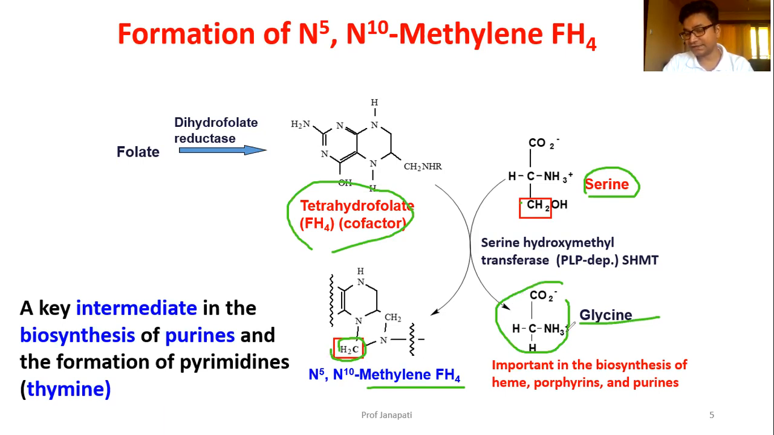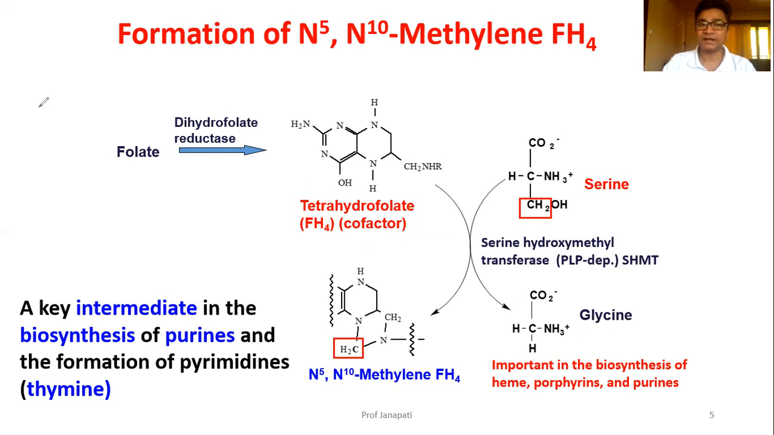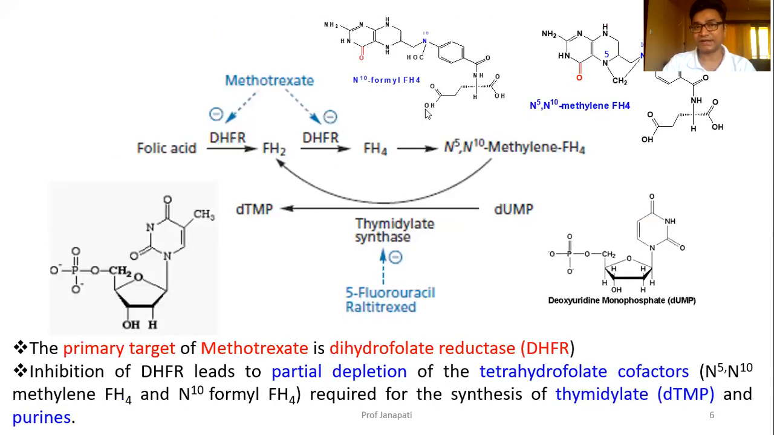Now this glycine is very important for production of heme, porphyrins, purine derivatives. Now, further, please try to concentrate. In this next slide, I'm bringing all the things into one slide in the shortest form. So first, what we have seen, folic acid is reduced by dihydrofolate reductase and converted to FH2. FH2 is converted to FH4 by dihydrofolate reductase.